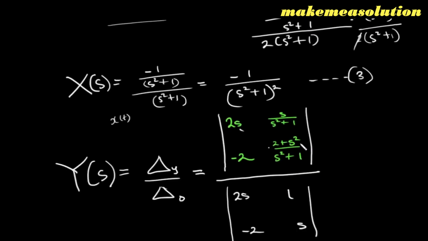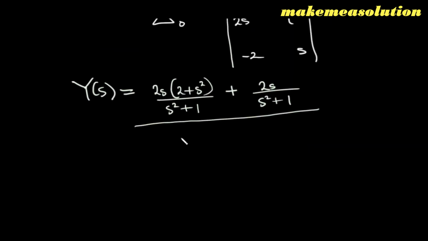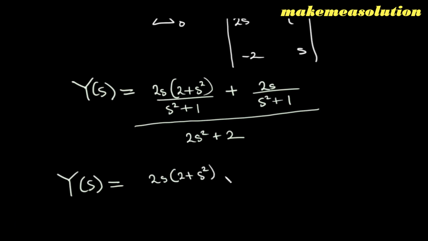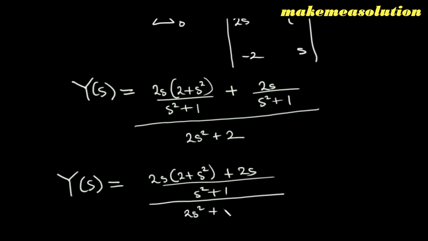So I have 2s squared plus 2. So let's be careful while we keep on solving. Opening this bracket, you're going to have 2s. Okay, 2s is common, but let me just show you how I'm going to do it. I'll have 2s, then 2s squared, then you now have plus 2s all over s squared plus 1. Everything here divided by 2s squared plus 2.